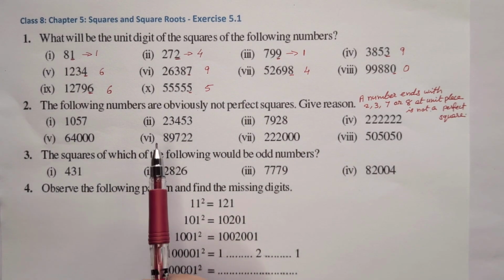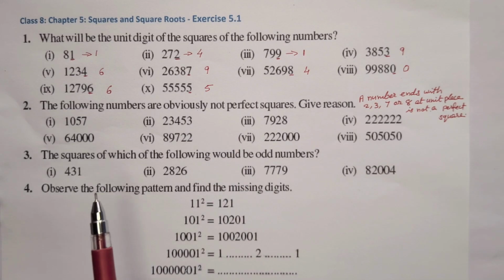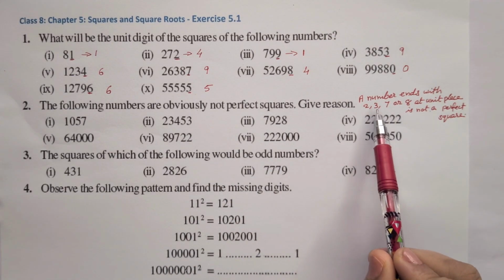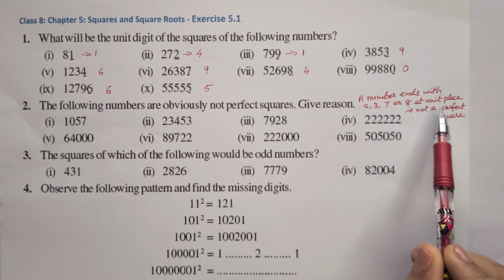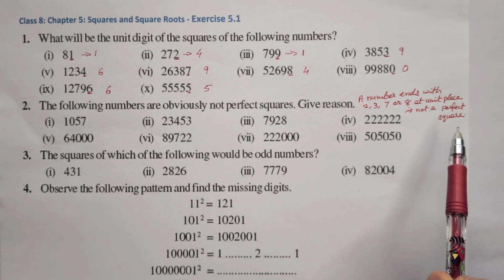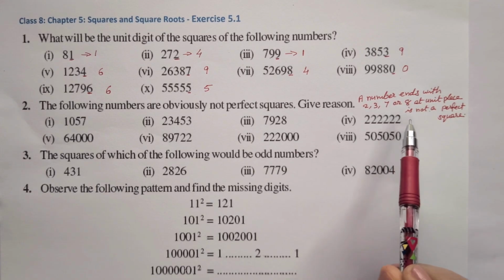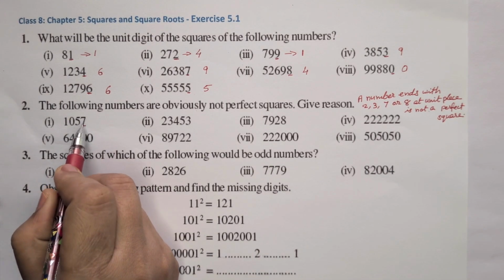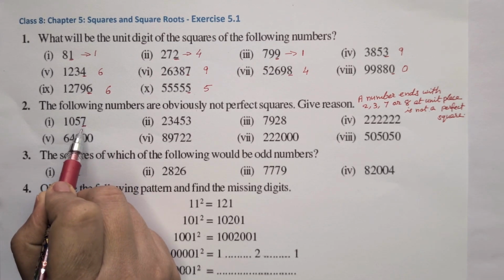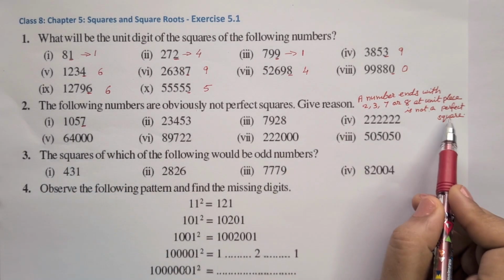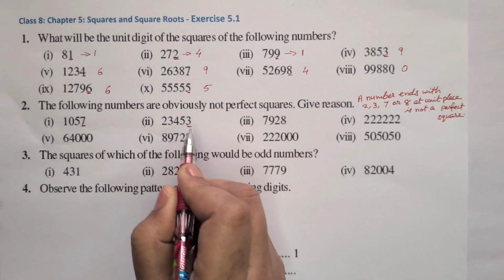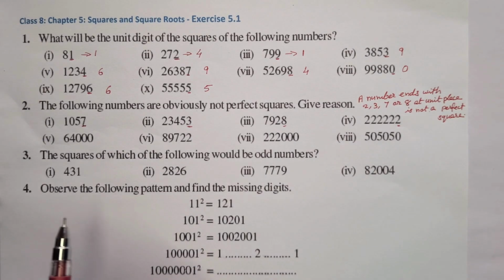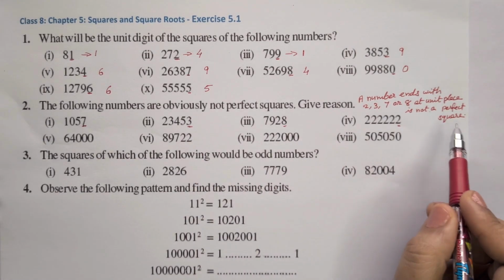Second question. The following numbers are obviously not perfect squares. Give reason. We know that a number that ends with 2, 3, 7 or 8 at the unit place is not a perfect square. So the unit place digit, when we look here, is 7. If the unit place digit is 7, that means it's not a perfect square. Here 3. Here 8. 2. So these numbers are not perfect squares.